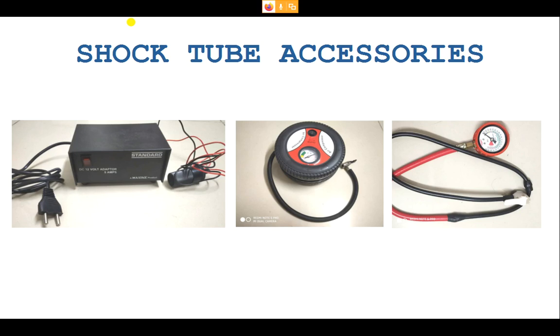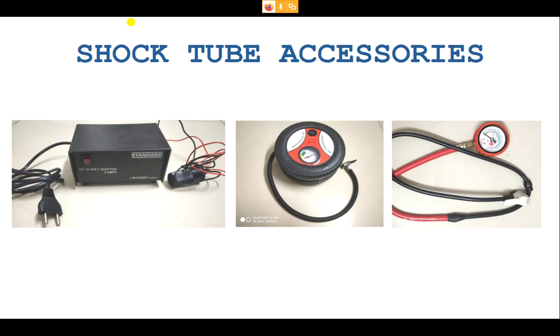left, that is the power source we have, that is an adapter which can power up the compressor. The mid picture is the compressor which you can get from automobile stores or from Flipkart or Amazon or some other eBay, something like that. And this is for pressurizing automotive tires. So this is available online.